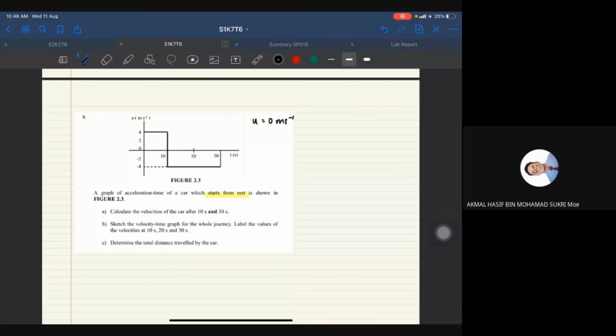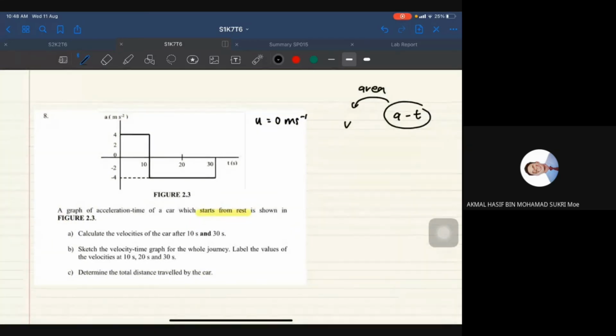Okay, this is a graph of A against T. Kalau saya nak cari dia punya velocity, I can find the velocity by finding the area. Okay, kalau saya ke belakang dia jadi area, kalau saya ke depan dia gradient lah. So there's no forward for A, so just ke belakang je. So after 10 seconds, so you can calculate by calculating the area under the graph over here.